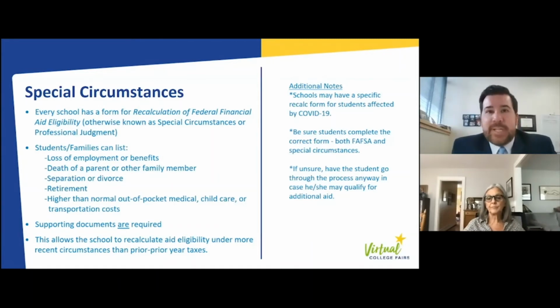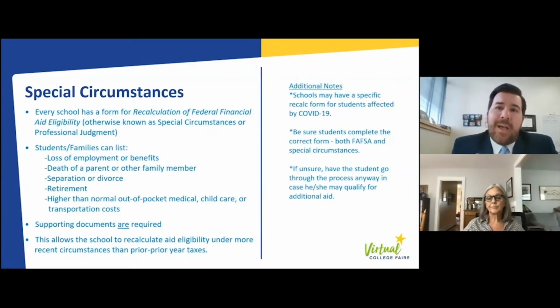If something has changed drastically in the income for the students and parents, definitely a special circumstances form is the way to go. Some additional notes there, schools may have specific forms for that, again, because of the CARES Act and funding for that. They may be tracking COVID-19 circumstances differently, so alert your students and families to that.